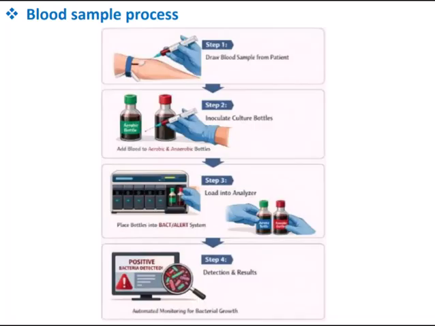And then we load the bottle into the analyzer. It is an automated analyzer called BacT/Alert. The machine keeps the bottle warm. It checks continuously for bacterial growth and detection and result. If the bacteria grow, the machine shows a positive result. Lab staff know bacteria are present. So, after the presence of bacteria has been confirmed, we are going to culture them.